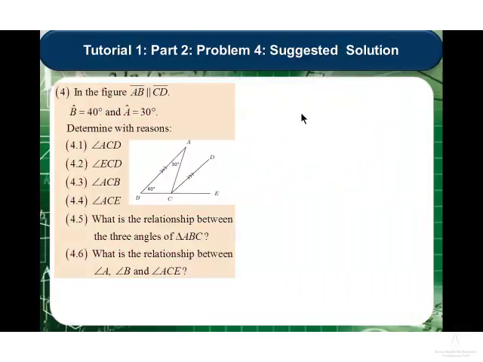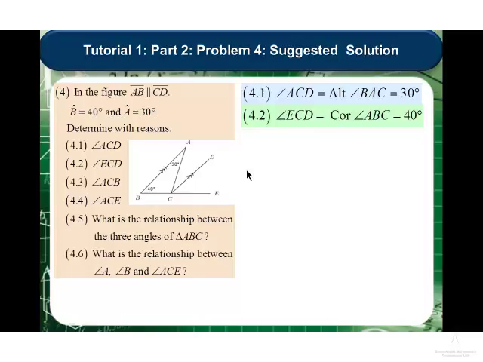Let us consider the suggested solution for problem 4 of tutorial 1. Here we have the problem once again, and the first part of this question deals with the angle ACD. We have to find it and give a reason. It's clear that angle ACD is 30 degrees because it's the alternate angle of angle BAC. BAC is given as 30 degrees. So since these two line segments are parallel, angle ACD is also 30 degrees.